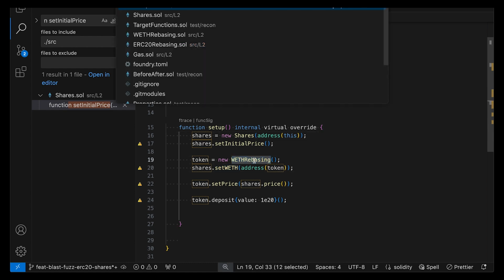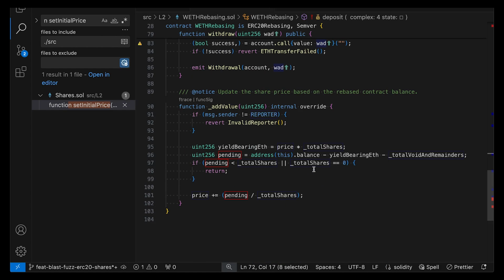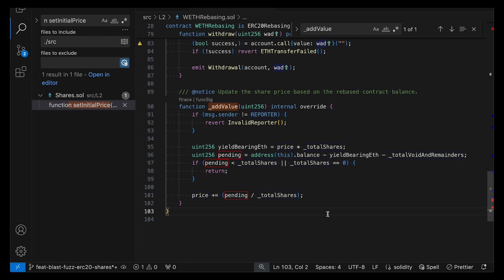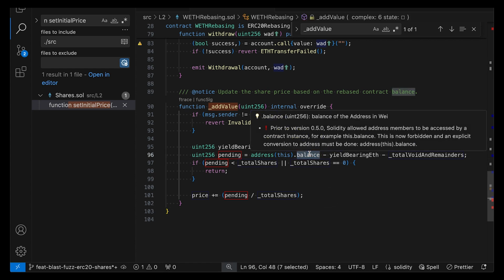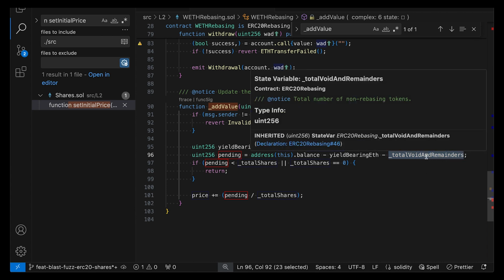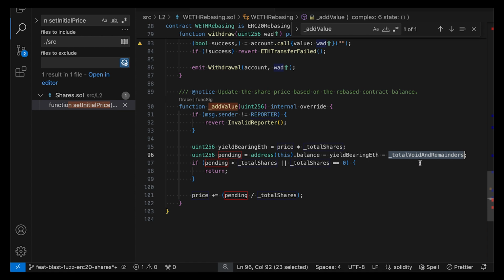And then we have the WETH rebasing, which fundamentally we simply set up and we look at that. And so you can see how addValue could only be called by the reporter. So there is this almost stopgap aspect to the WETH, but then at the same time, you can see that the pending value is equal to the balance of WETH minus the yield-bearing ETH minus the void and the remainders. So this is the sum of the fixed balances plus the remainders from accounts.